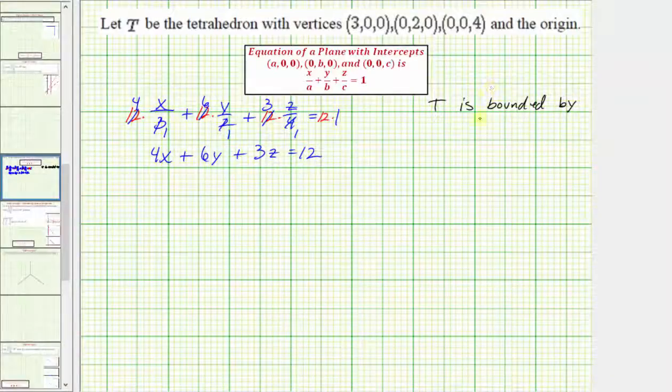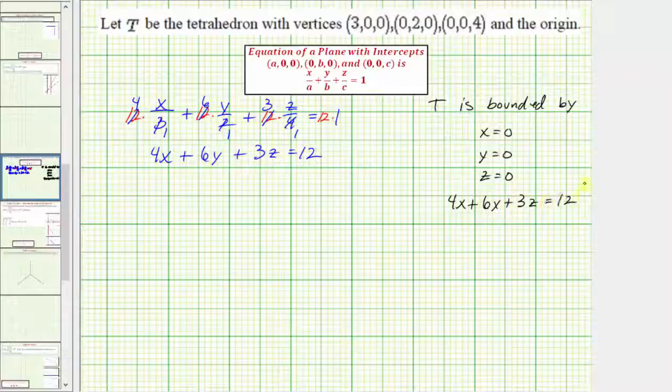Which means the region T, the tetrahedron, is bounded by the three coordinate planes, which would be x equals 0, y equals 0, z equals 0, and this plane here, 4x plus 6y plus 3z equals 12.